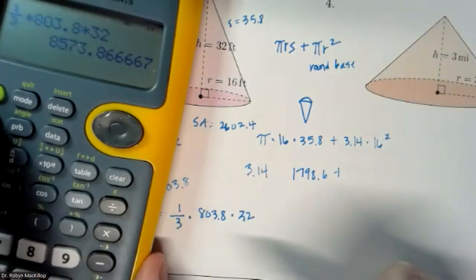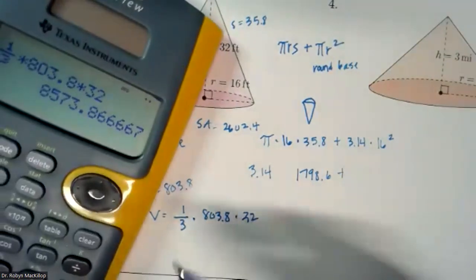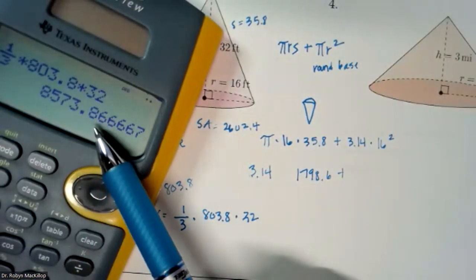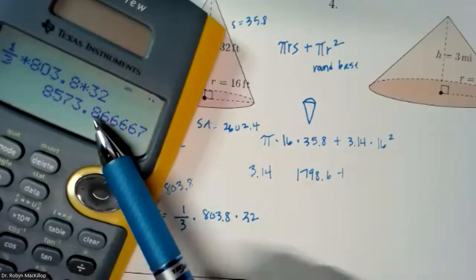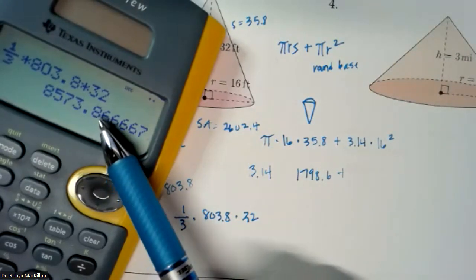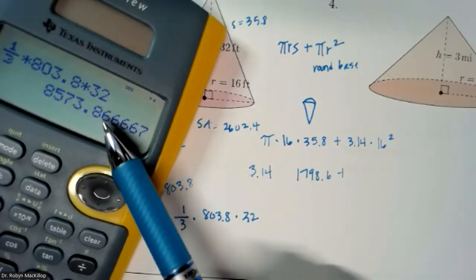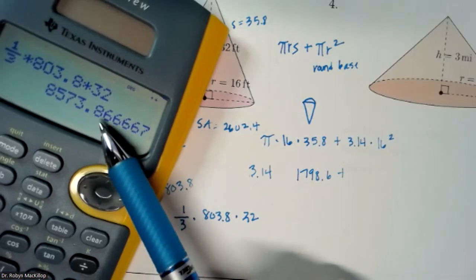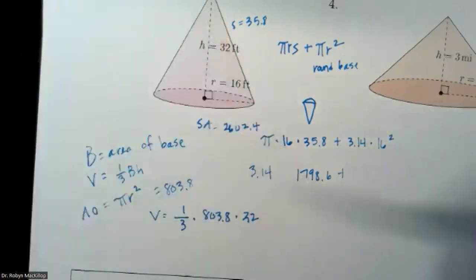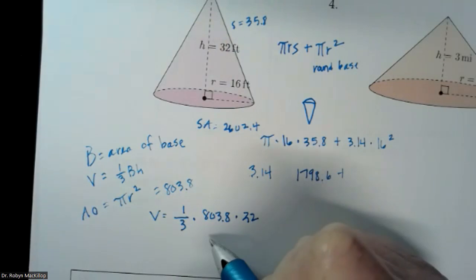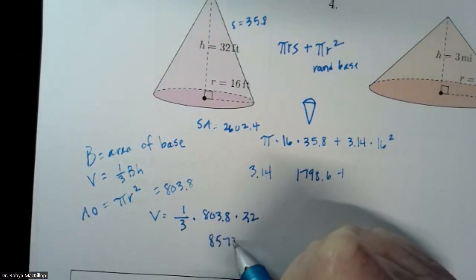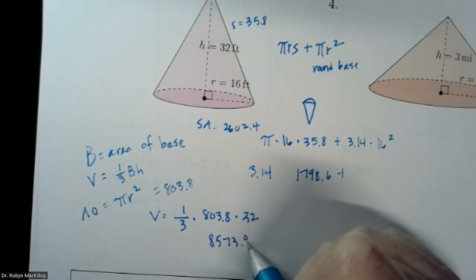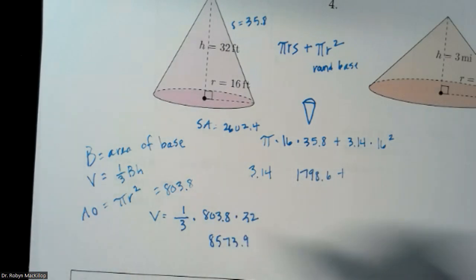8573.87 or 0.9. They will tell you how many places to carry. They'll either say go to the nearest 10th or the nearest 100th, or maybe even the nearest 1,000th. I'm just going to go to the nearest 10th. I'm going to make that a 9, 8573.9. So two very different things.